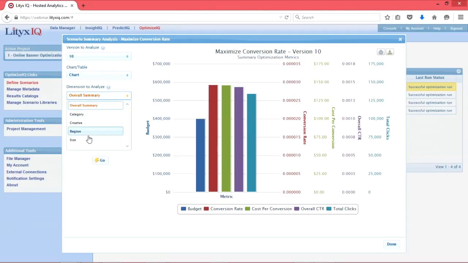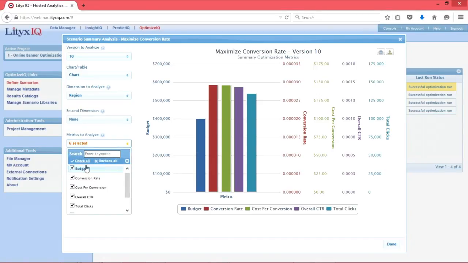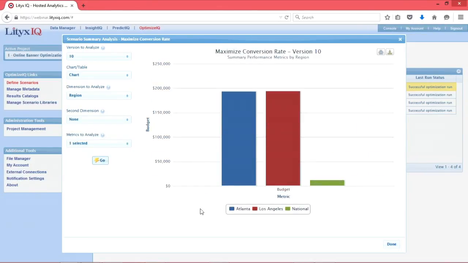And of course, we can break that down by various other dimensions that we have as well. So for example, if I want to take a look at budget by region. Here I drill down a little bit, and it looks like we're putting most of our budget into our local regions, Atlanta and Los Angeles, so that 20% that we allocated, we're actually well over the minimum of 20%. Still a little bit is being spent in our national region, so maybe a sign of more local advertising on more local sites doing a better job for us in terms of conversion rate.